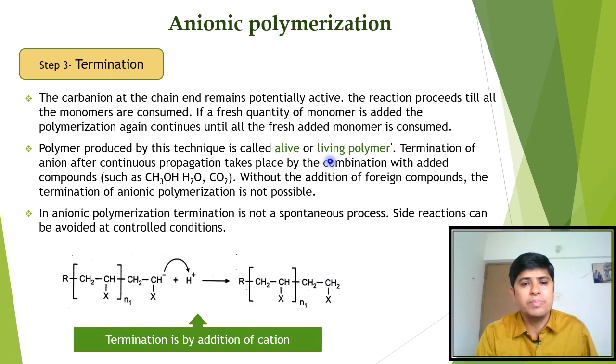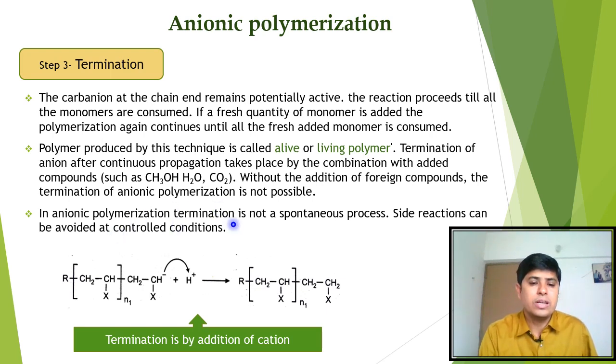Termination of anions after continuous propagation takes place by combination with an added compound such as methanol, water, or carbon dioxide. Without the addition of foreign compounds, termination of anionic polymerization is not possible. If we are not adding any foreign compound to this polymerization, then chain termination will not occur at all. In anionic polymerization, termination is not a spontaneous process. Side reactions can be avoided under controlled conditions.